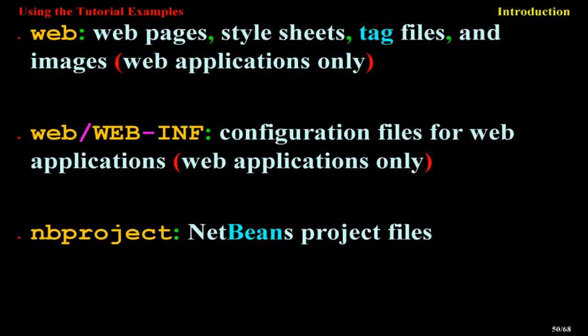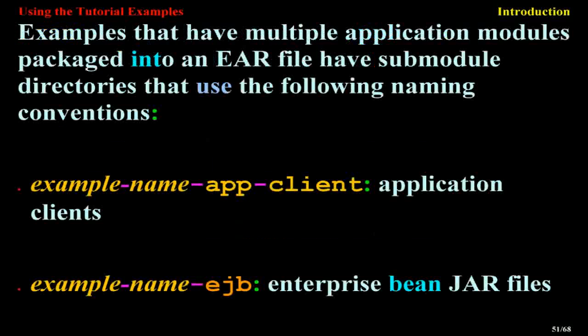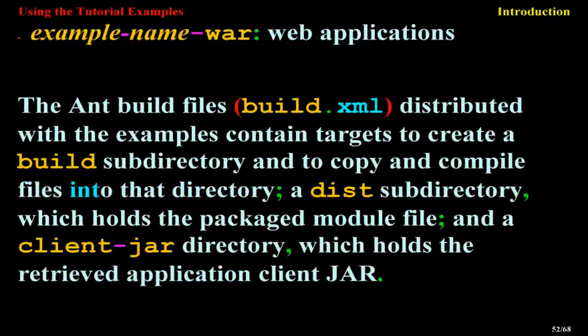Nbproject: NetBeans project files. Examples that have multiple application modules packaged into an EAR file have submodule directories that use the following naming conventions. Example-name-app-client: application clients. Example-name-ejb: enterprise bean JAR files. Example-name-war: web applications.